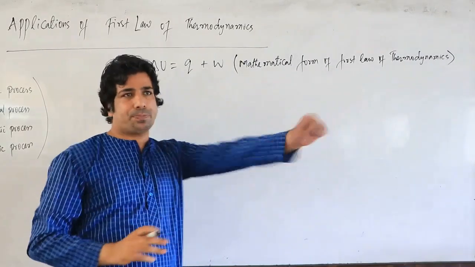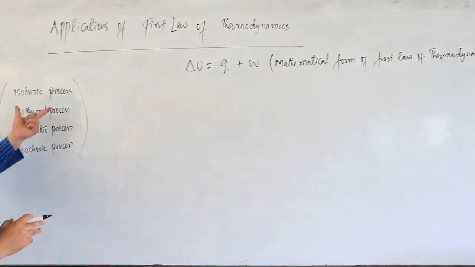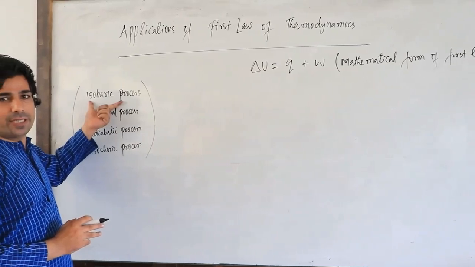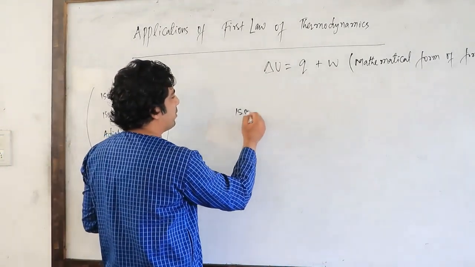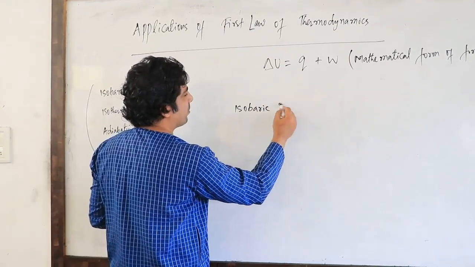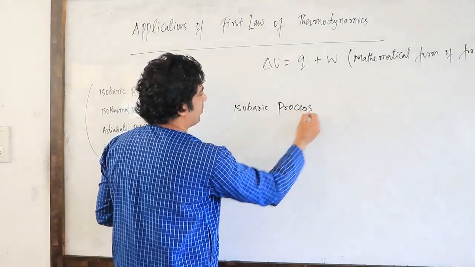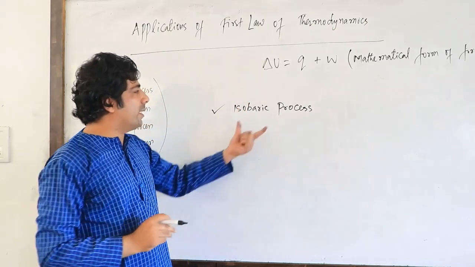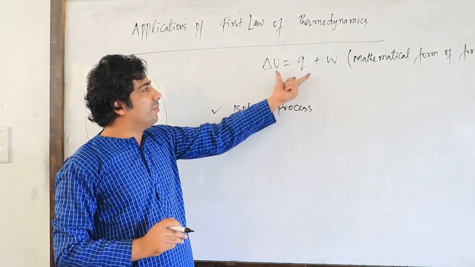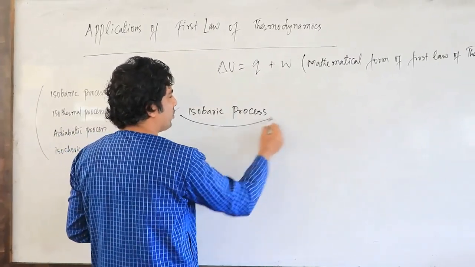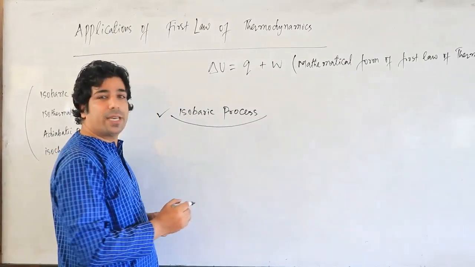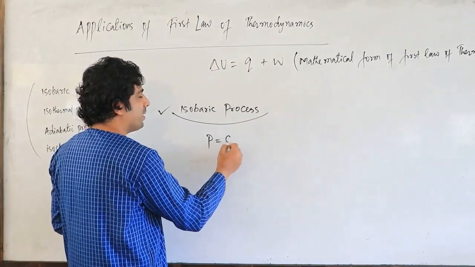Let's suppose with respect to any one process we'll take on, we'll take isobaric process first. So let us understand isobaric process with respect to first law of thermodynamics. Everybody is aware that in isobaric process, pressure is constant. Here, P is constant.